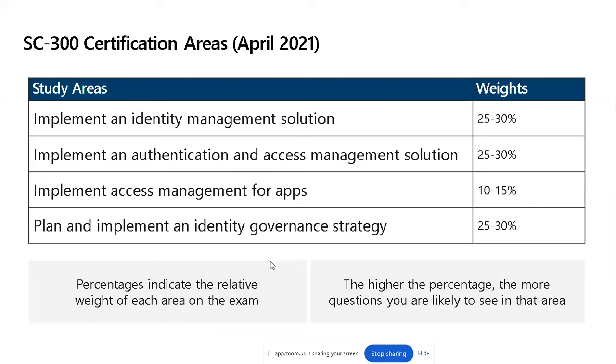As I mentioned, after doing this particular training, you can also appear for the certification. When you appear for the certification, this is the percentage of questions you may see. Implementing an identity management solution, you may expect somewhere around 25 to 30% of the course content. Implementing an authentication and access management solution, 25 to 30%. Implementing access management for applications, 10 to 15%. Planning and implementing an identity governance strategy, 25 to 30%. So this is the percentage of questions you may see during the certification, right?